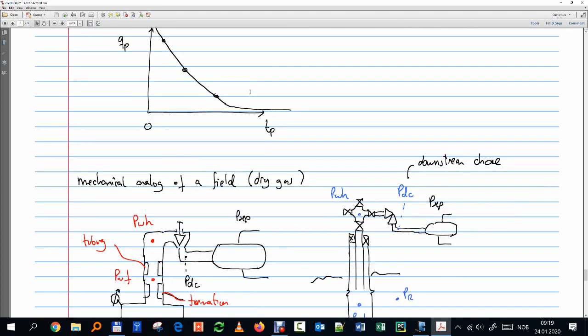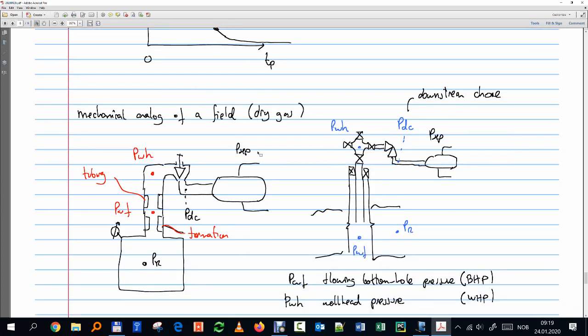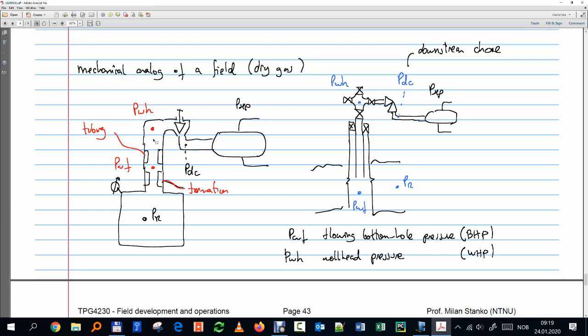And then we started to see, and that's actually what I want to focus on today, to try to think of the field as a mechanical analog, where you have two places with fixed pressures, more or less. At a given time, the reservoir pressure is fixed, the separator pressure is fixed, and then you have some resistance to go from the formation in the subsurface all the way to the top side. We try to make a few important points along the way.